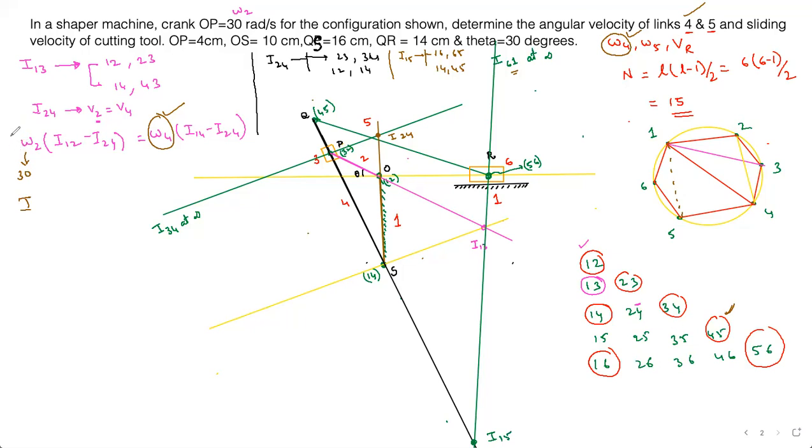Now, according to our logic, I can take either 2 5 or 4 5. Anything is okay. Let's take 2 5 again. It's easier, right? Because omega 2 is already known. If you take 2 5, the meaning is V5 is equal to V2. So omega 5 multiplied by I15 to I25 distance is equal to omega 2 into I12 to I25.